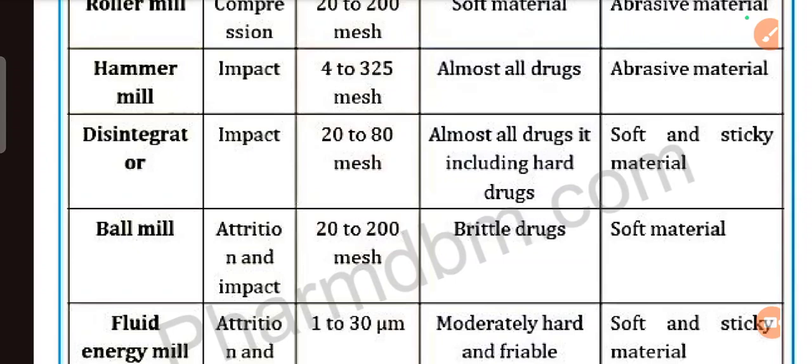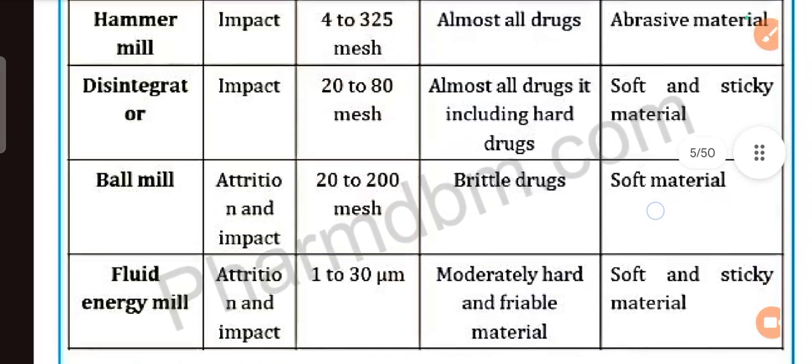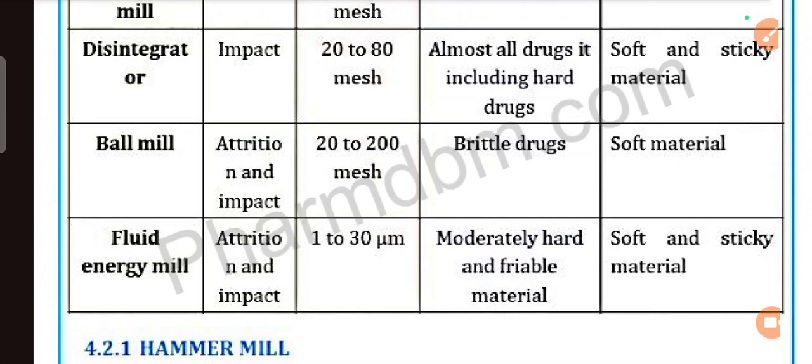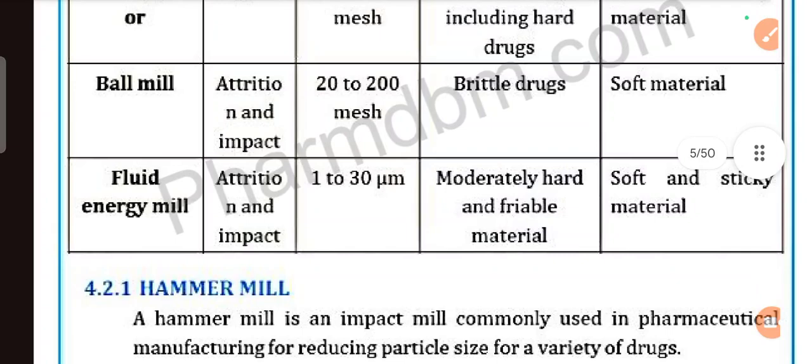Ball mill: impact, 20 to 80 mesh. Almost all drugs including hard drugs. Soft and sticky material. Ball mill: attrition and impact, 20 to 200 mesh. Brittle drugs, soft material. Fluid energy mill: attrition and impact, 1 to 30 micrometer. Moderately hard and variable material, soft and sticky material.